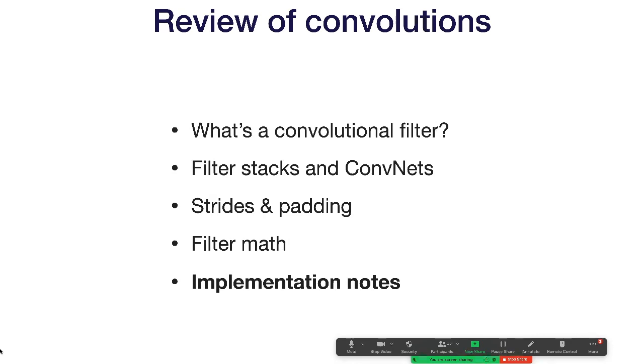So someone asks, are conv filters always square? They don't need to be mathematically, but I don't think I've ever seen an example where they're not. Have you, Sergey? No. Yeah, they tend to be square.